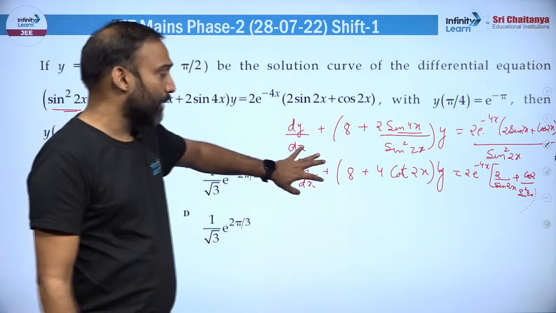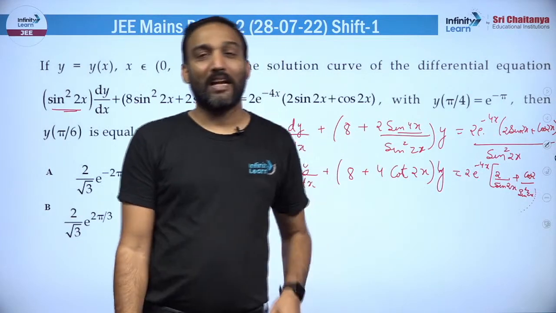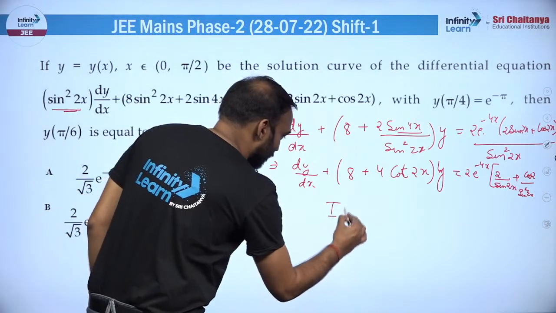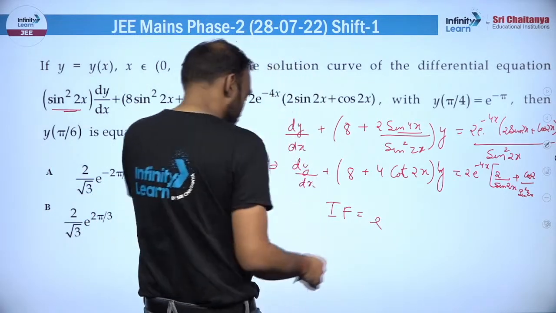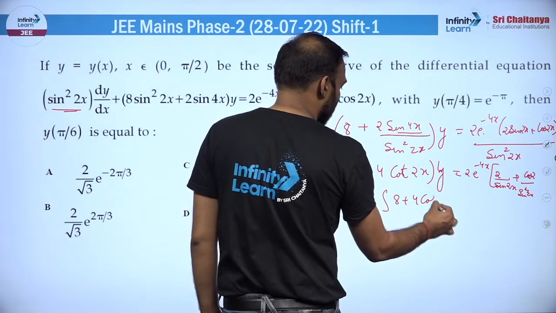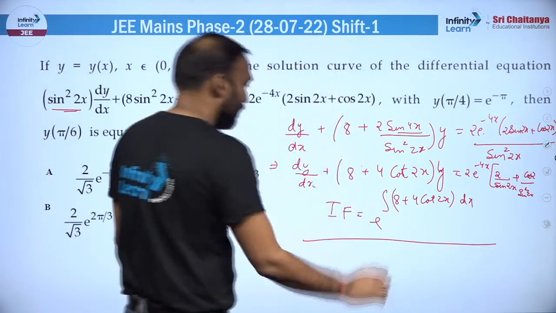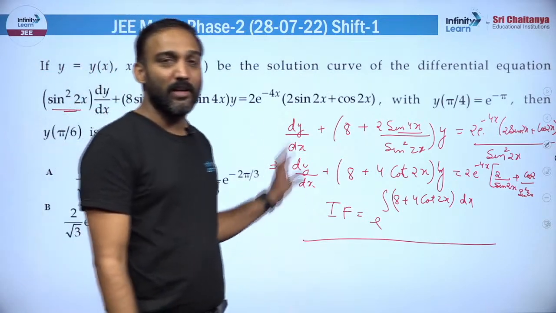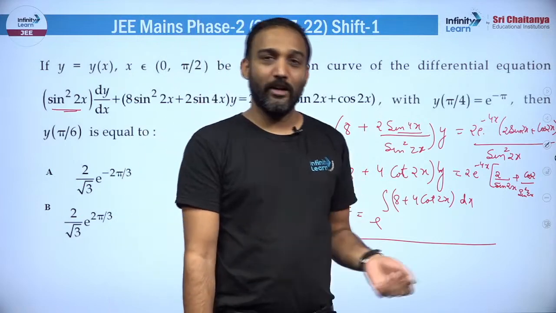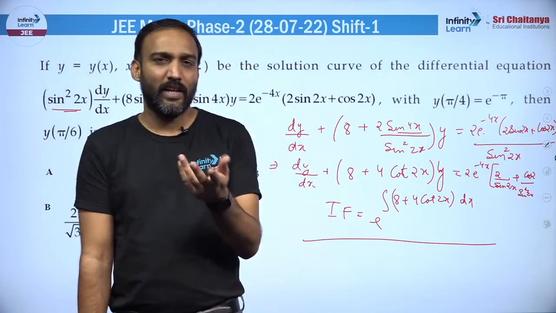Now observe this, dy by dx, a function of x into y is equal to a function of x, the proper standard form for linear differential equation, right? So I have to find out the integrating factor over here. Integrating factor would be e to the power, sorry, integration of 8 plus 4 cot 2x dx, right? Once I have the integrating factor, I will multiply the whole equation with the integrating factor and I will integrate. Left hand side will be equal to y into integrating factor. Right hand side would be a simplified function in terms of x that we can easily integrate.